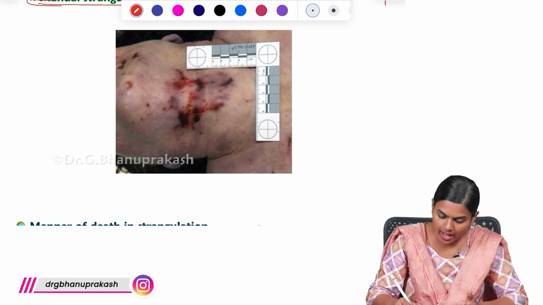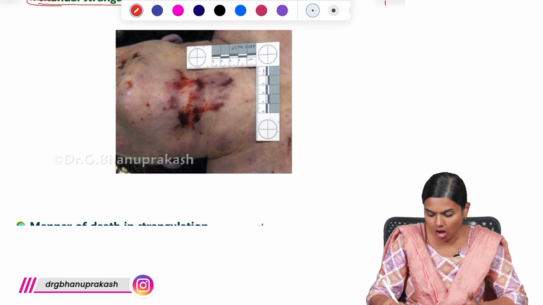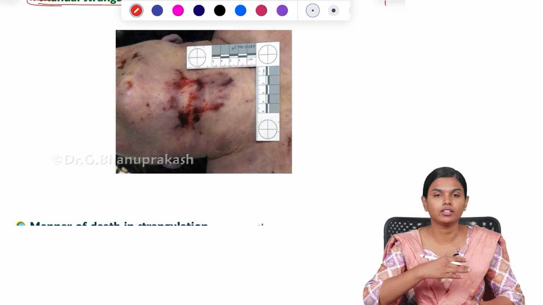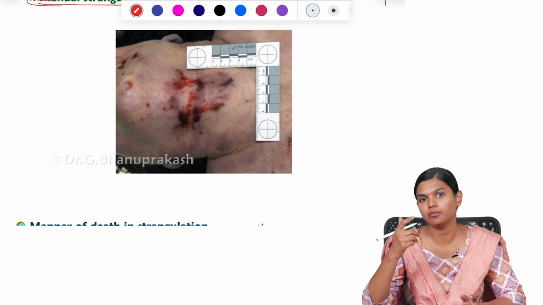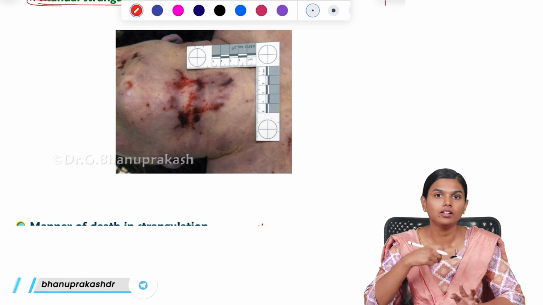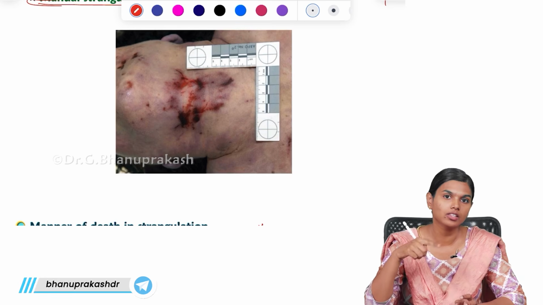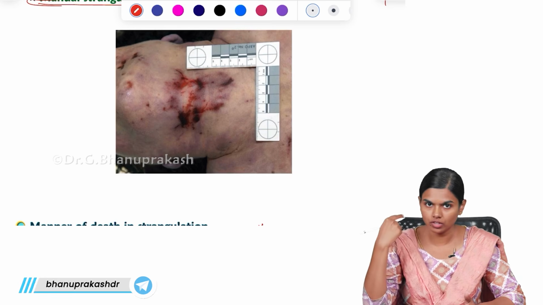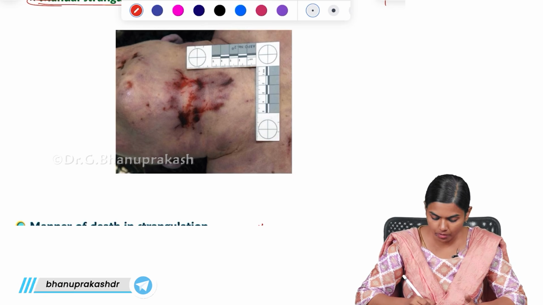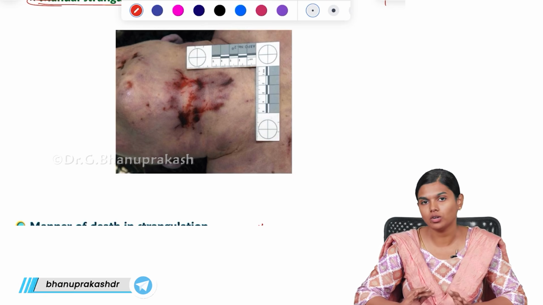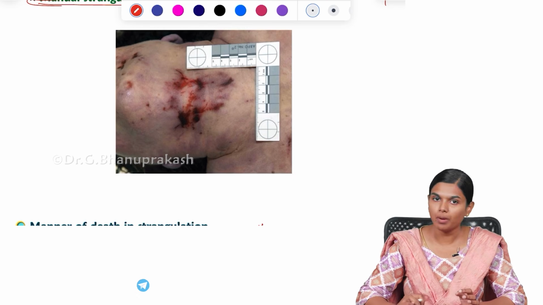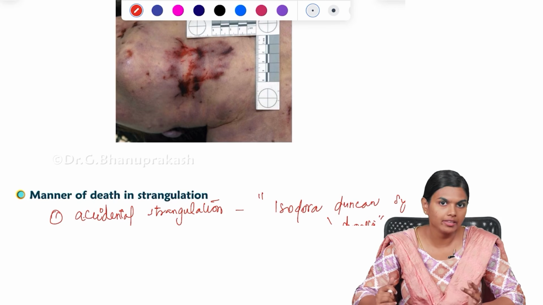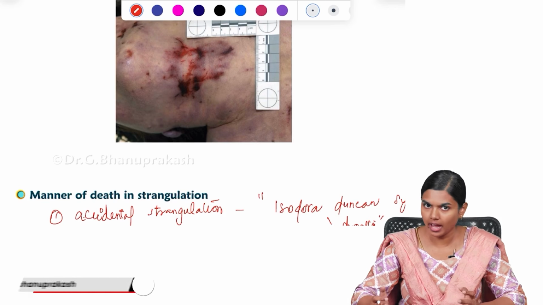So here what happens is that a long scarf like a dupatta is used to constrict the neck. Accidentally, when people are going on a bike, if the long scarf gets stuck in the wheel, it can constrict the neck. This type of accidental strangulation is known as Isadora Duncan syndrome. Apart from that, children, while they are playing, can get strangulated accidentally.